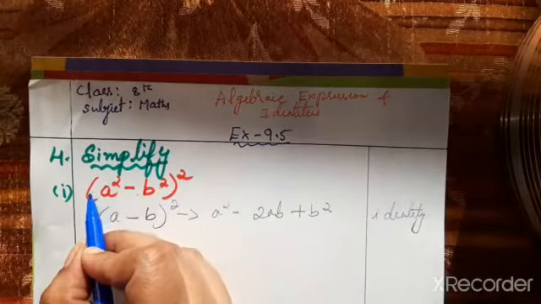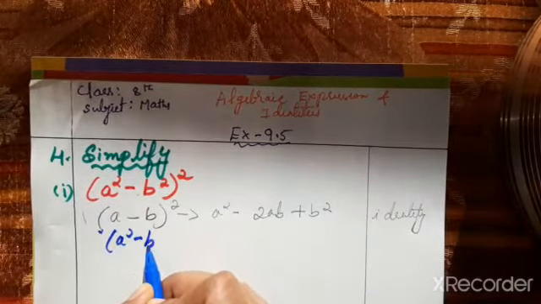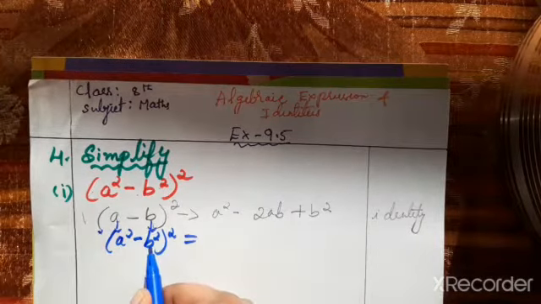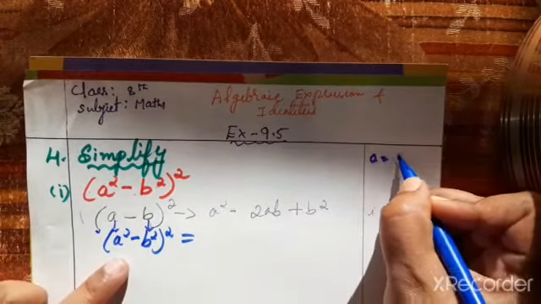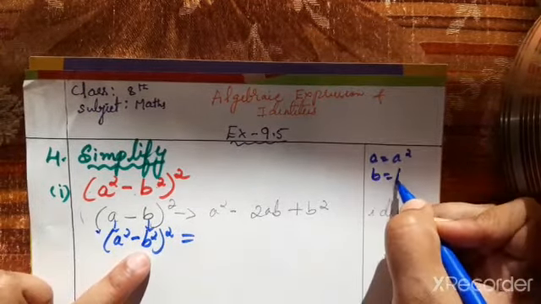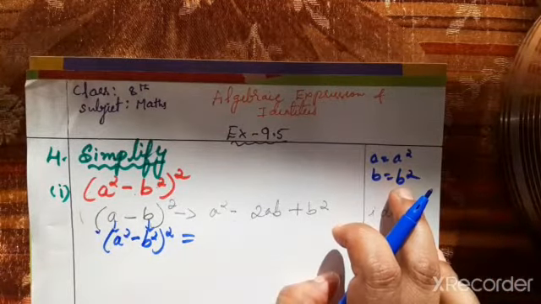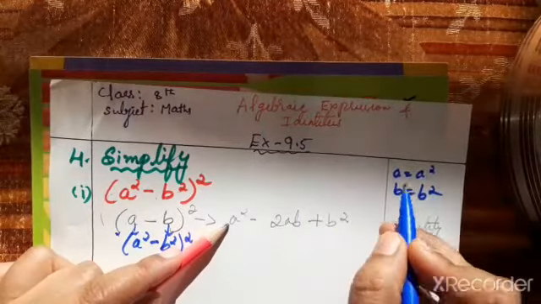So write the question once again here: (a² − b²)² equals. So what is the a value? The a value is a², the b value is b². Write the values at the side: a equals a², b equals b². So in the place of a we have to write a², in the place of b we have to write b². So the identity is a². A² means what we have to write?